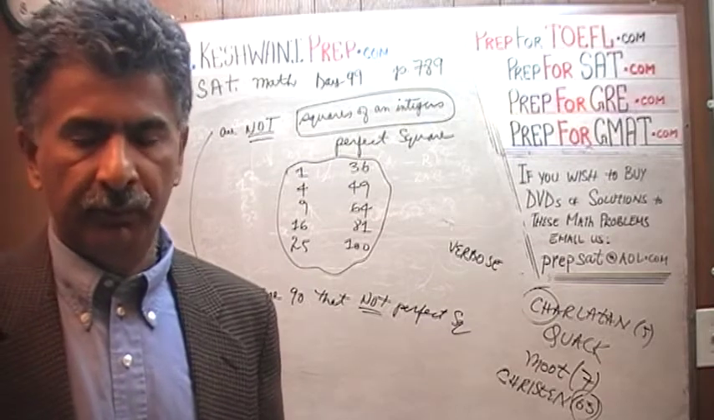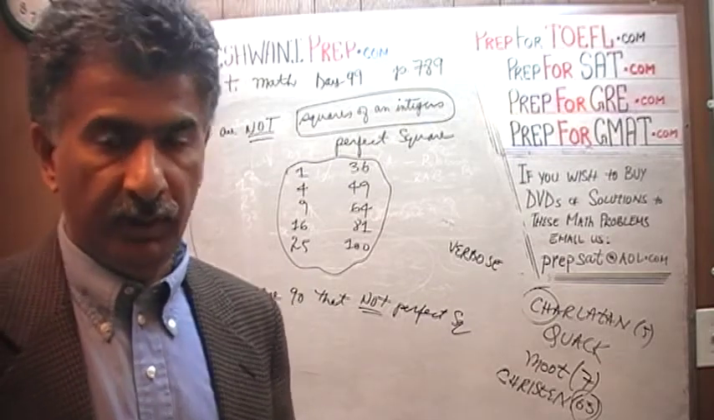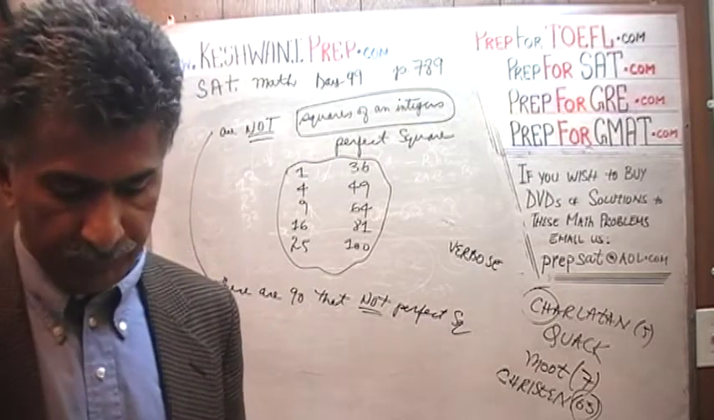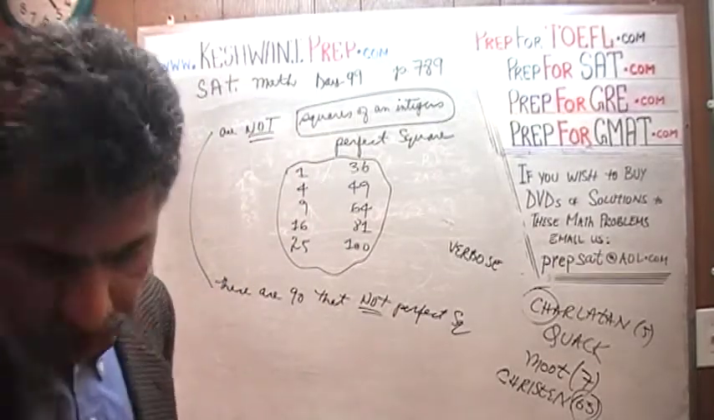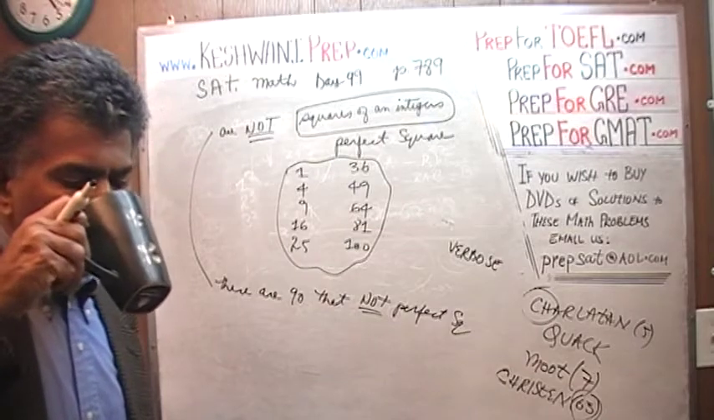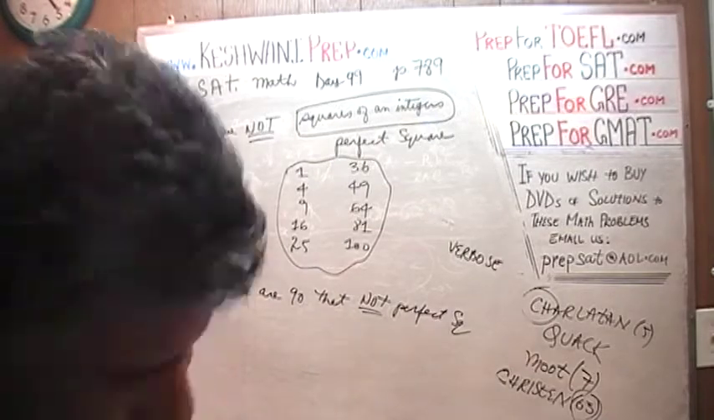There are 90 integers from 1 through 100 that are not square of an integer. 2 is not a perfect square, neither is 3, neither is 6, and so on and so forth. That's it, the answer is 90. Let's go on to the next one then, number 16.